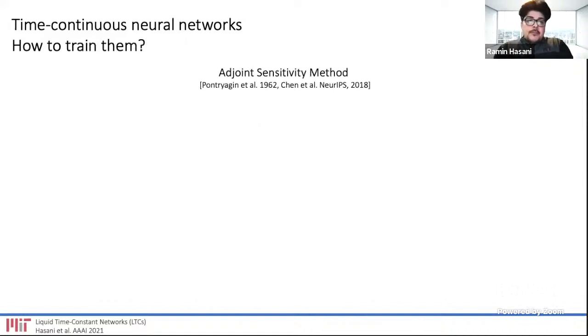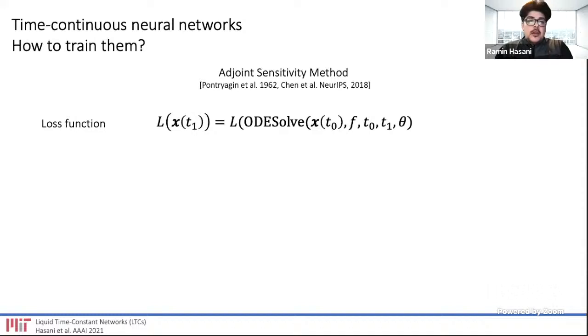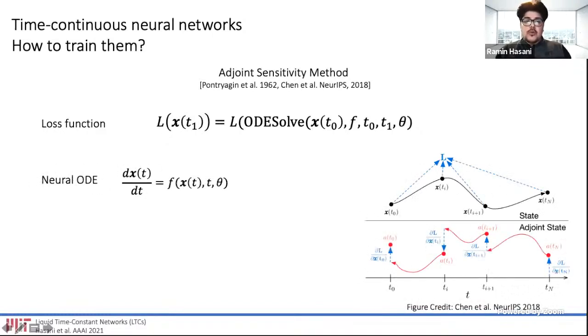Now, how do we train them? You can use a method called the adjoint sensitivity method. Every time we want to train a neural network, we want to define a loss function. Let's define our neural ODE by this function. The flow of the neural ODE in time is given by this figure. At every given point in time, we are able to compute a loss. This loss can be computed by a call to an ODE solver that receives your first input and has the neural network F, and then it wants to arrive at a final point.